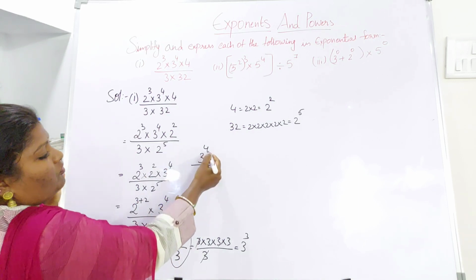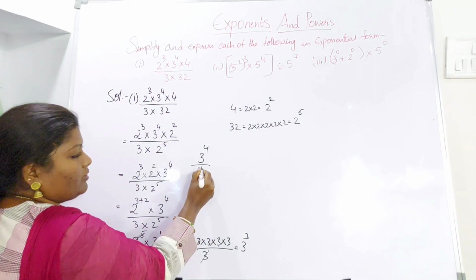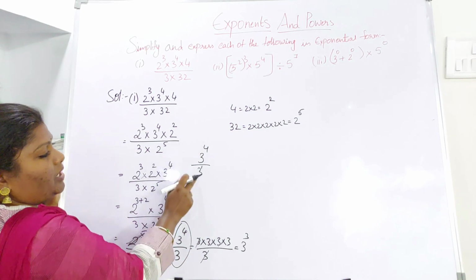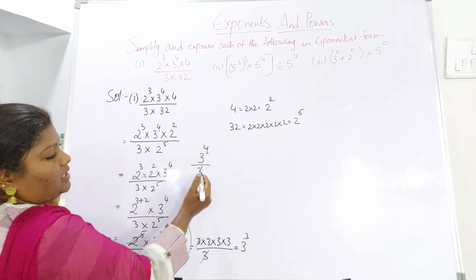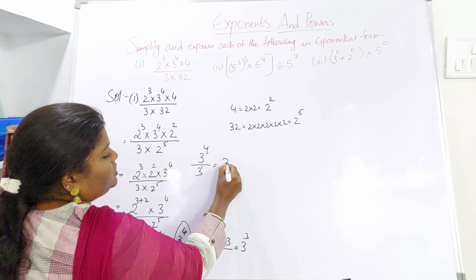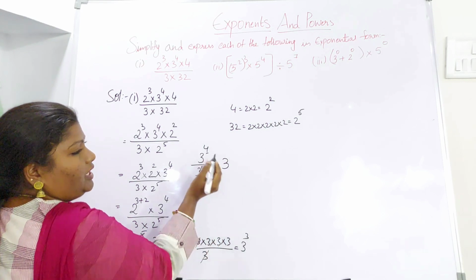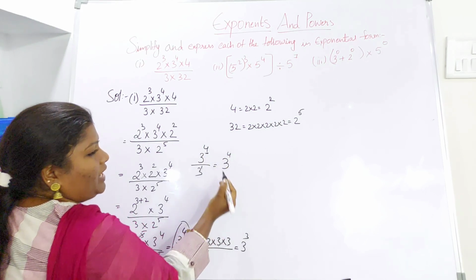Yes, 3 power 4 by 3. So in the denominator, 3 has power 1. This is in the form of a power m by a power n, where m is greater. If m is greater, the formula is a to the power of m minus n. In place of m, you have 4, so write 4 minus n.